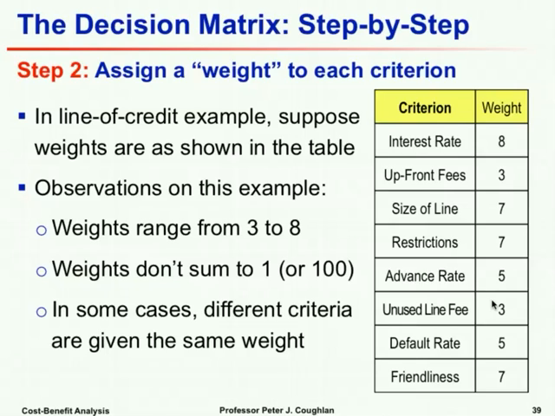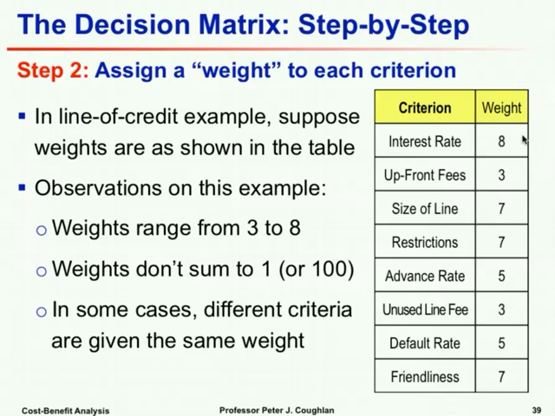Notice in this particular example they don't sum to 1 or 100, which again, as I mentioned, is not necessary. It's sometimes helpful. People think in terms of percentages sometimes, right? What percentage of your decision is going to be based on cost? And so sometimes it's natural to translate that into percentage weights that then add up to 100, but it's not necessary. And notice that some different criteria are given the same weight, right?